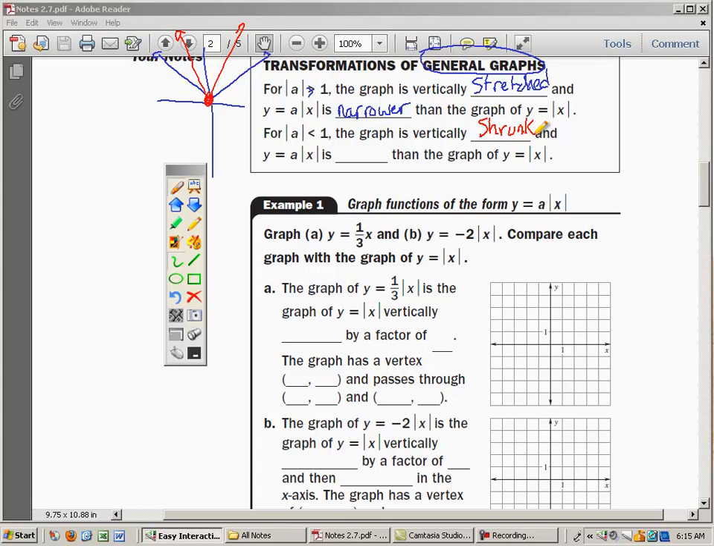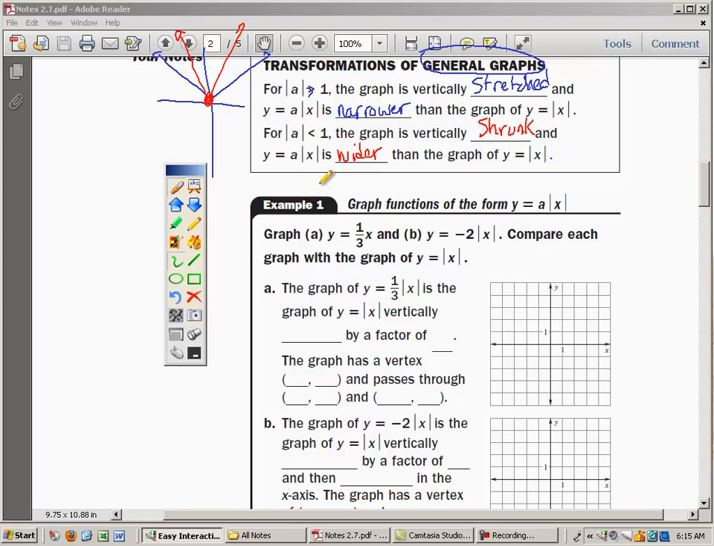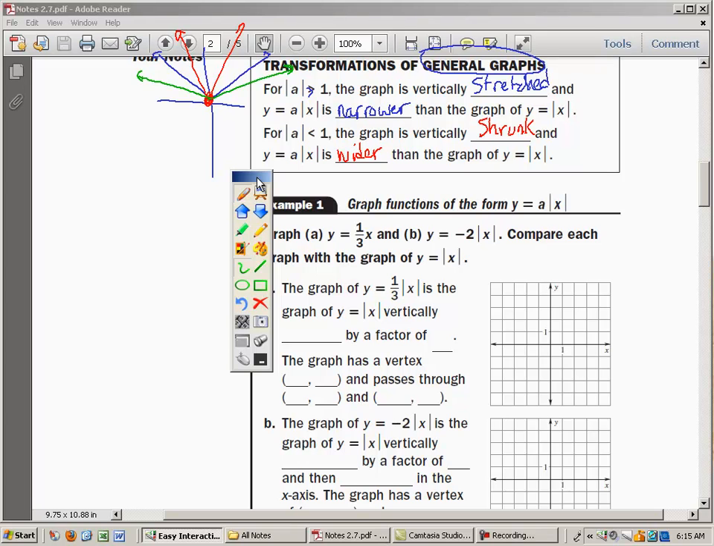And y equals a times the absolute value of f of x, absolute value of x, is wider. And so if we multiply by something that is less than 1, then you get something that's more like this. Kind of flattens that graph out a little bit if it's less than 1.